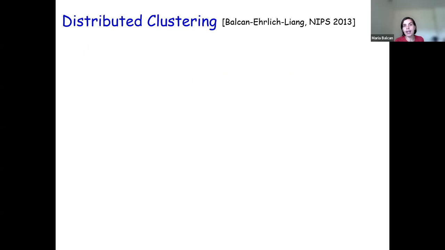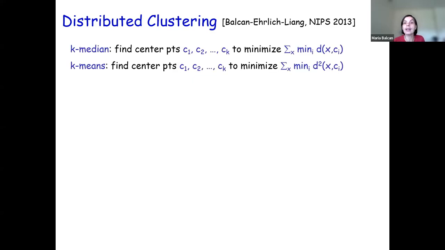But there is, of course, also another very important question: how about clustering, when the data is all unlabeled and there are no labels, and we just want to group the data into meaningful groups?